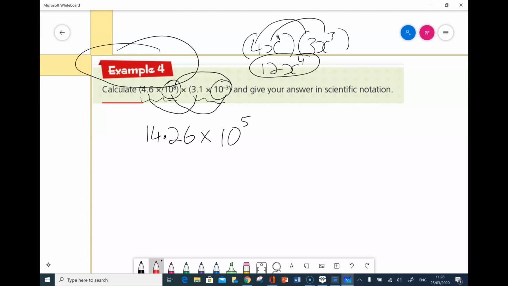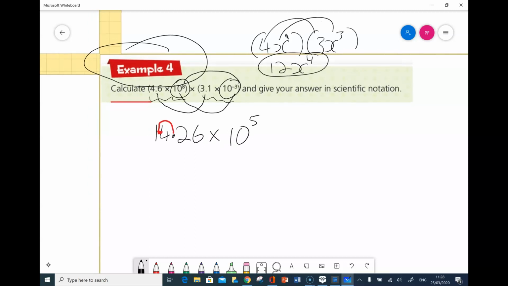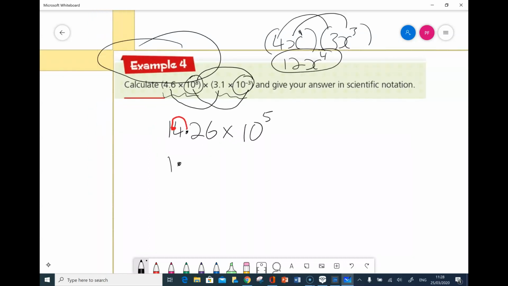If I wanted to be very, very strict and have it so my first number is less than 10, if I wanted the decimal place here, I'd obviously have to move the decimal place once, wouldn't I? Okay, so I could change that. So it is 1.426 by 10 to the power of 6 in that case, if I wanted to. But look, for the sake of these exercises, that will do me fine.